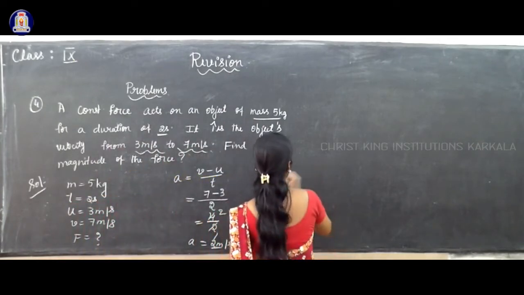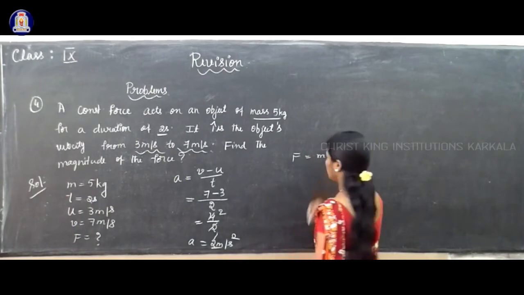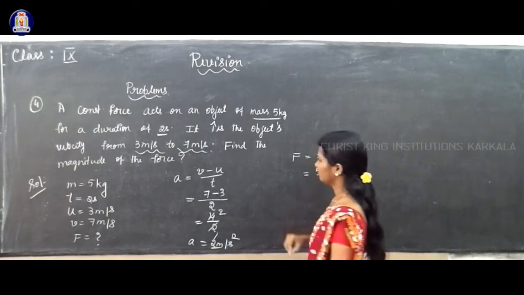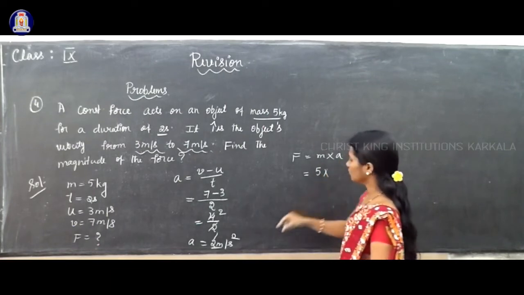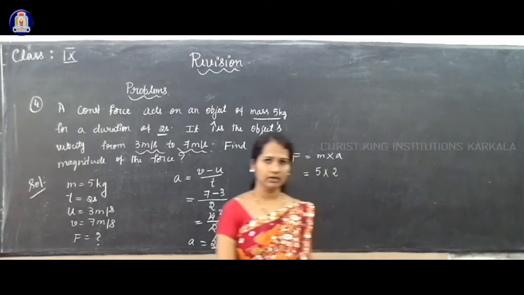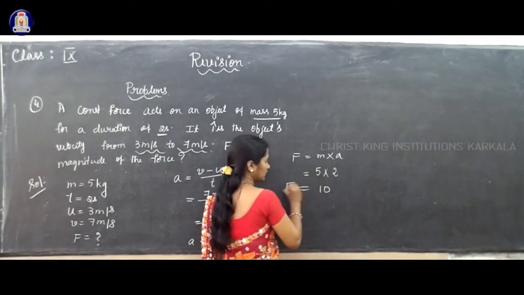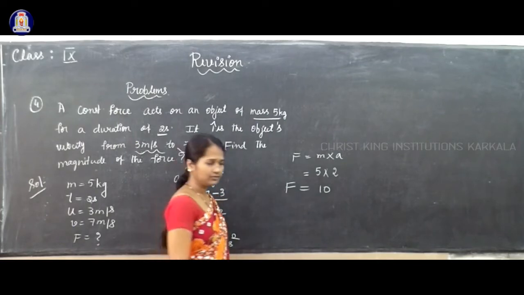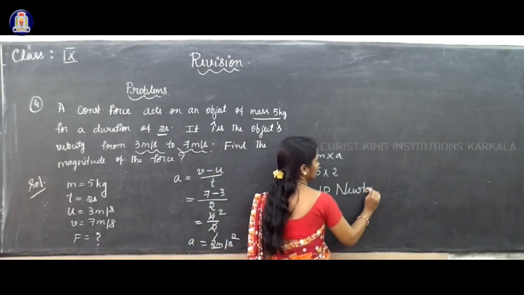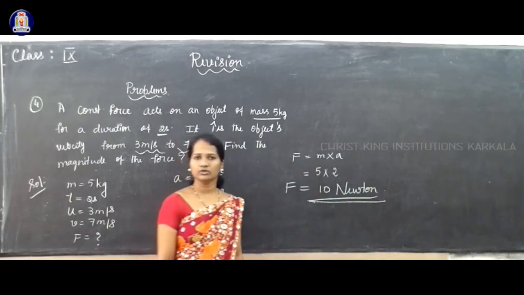Now I calculate F equal to formula m into A. Substitute, m is 5 and A value we got is 2. So F equal to m into A, 5 into 2 is equal to 10. That is F is equal to 10. But what is that 10? 10 Newtons. 10 Newton force. F equal to 10 Newton.